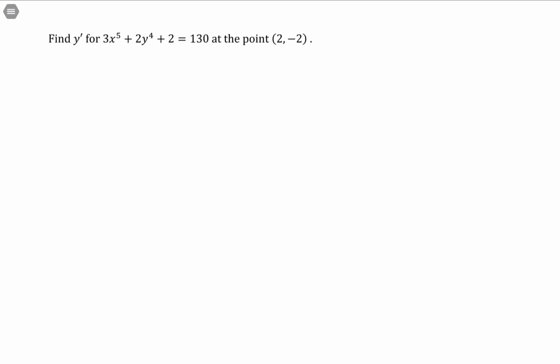Find y prime for 3x to the fifth plus 2y to the fourth plus 2 equals 130 at the point (2, -2). In this situation, I'm going to find the derivative of this function implicitly.